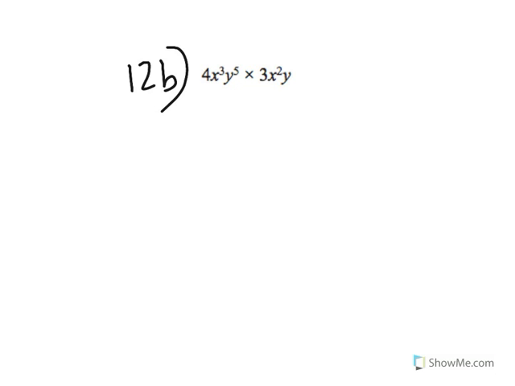Okay, you're given two expressions, 4x cubed y to the power of 5 times 3x squared y, and you're being asked to simplify it. So all you've got to do is multiply this out. First of all, we're going to deal with the constants, and basically it's 4 times 3, so it's 12. Next, we're going to deal with the x's.